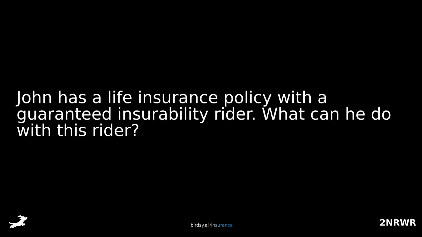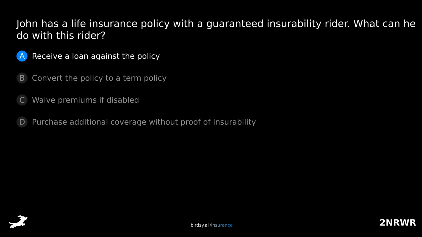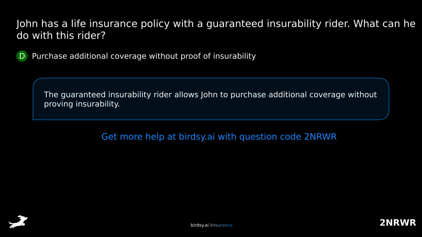John has a life insurance policy with a guaranteed insurability rider. What can he do with this rider? Is it A, receive a loan against the policy? B, convert the policy to a term policy? C, waive premiums if disabled? Or D, purchase additional coverage without proof of insurability? The answer is D, purchase additional coverage without proof of insurability. The guaranteed insurability rider allows John to purchase additional coverage without proving insurability.